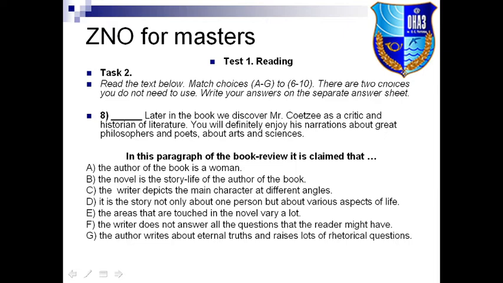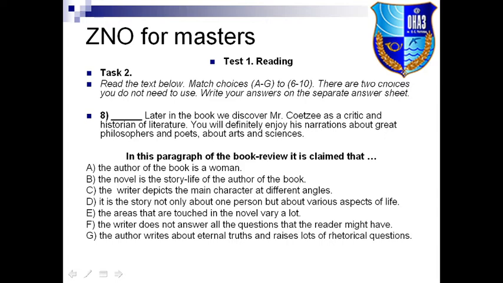B, the novel is the story of the life of the author of the book. As the author of the book, now we have found out, is a man, it might be another incorrect answer because in the previous paragraphs we read that a woman is the main character, is the heroine of the book. Anyway, let's check all the paragraphs and all their options.